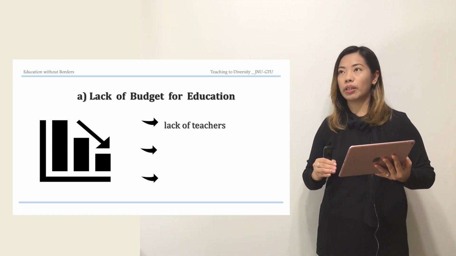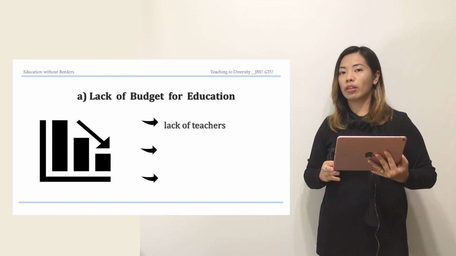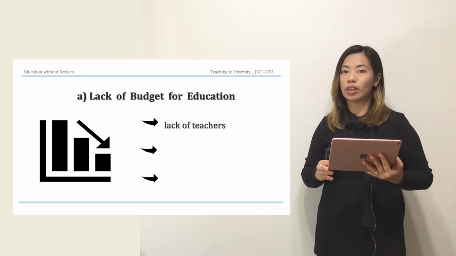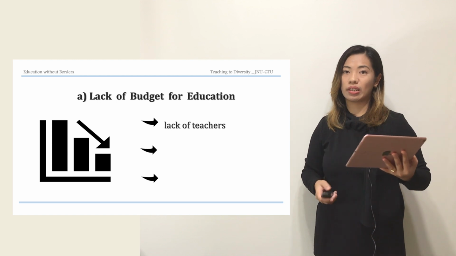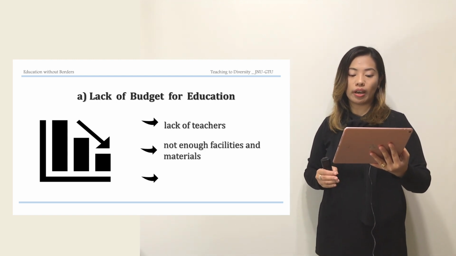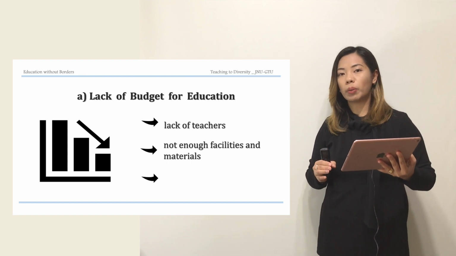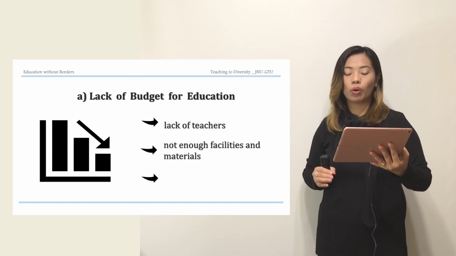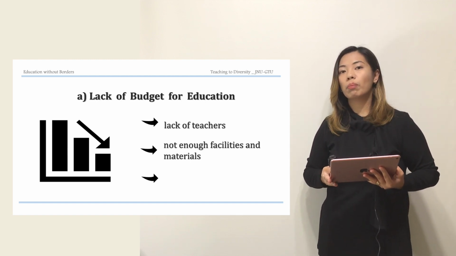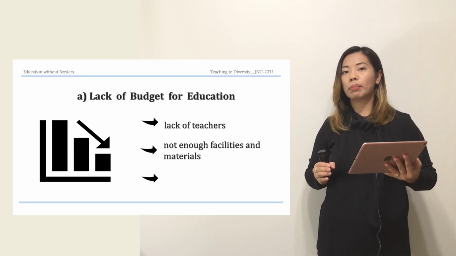So what does that mean? One teacher has to handle around 50 to 70 students in one class. Another problem is that since we do not have enough budget, obviously it follows. We also do not have enough facilities and materials, most specifically in the public schools.